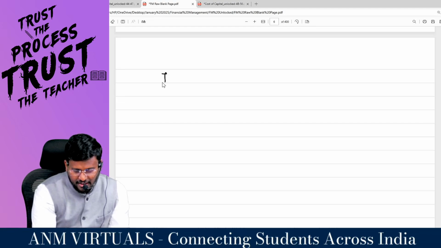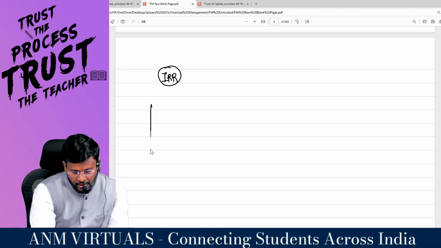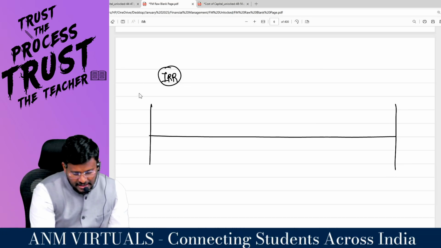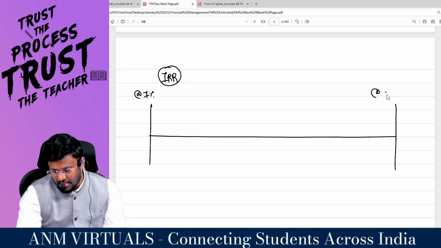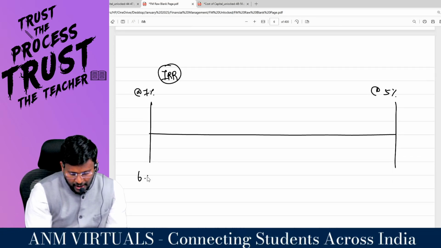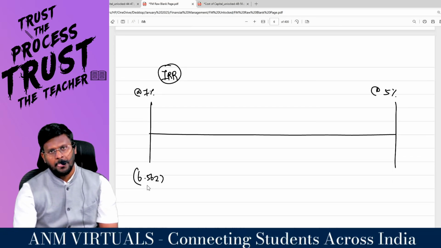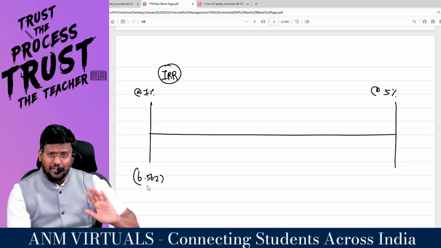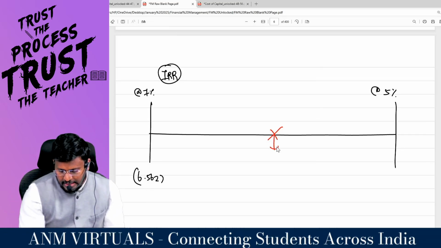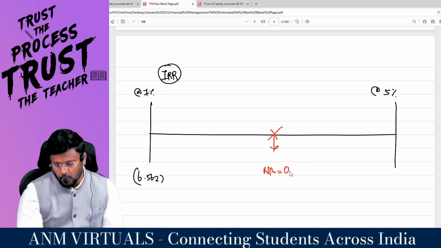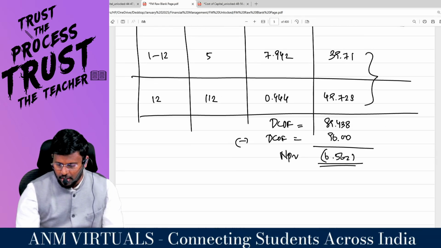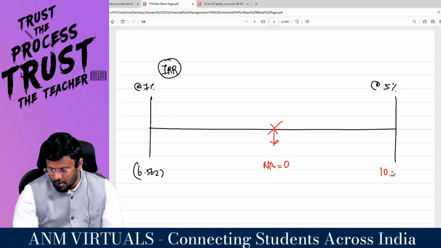So, calculation of IRR. We all know that this is how we used to calculate the IRR, at 7% and at 5%. At 7%, NPV is 6.562 negative, because this is the left-hand side of the timeline. I don't want negative. I want exactly NPV equal to 0. And at 5%, it is positive 10.572.